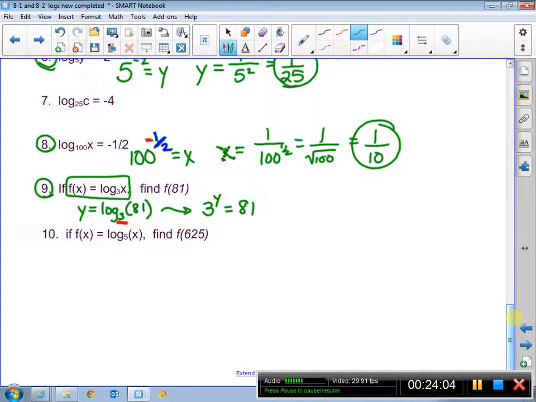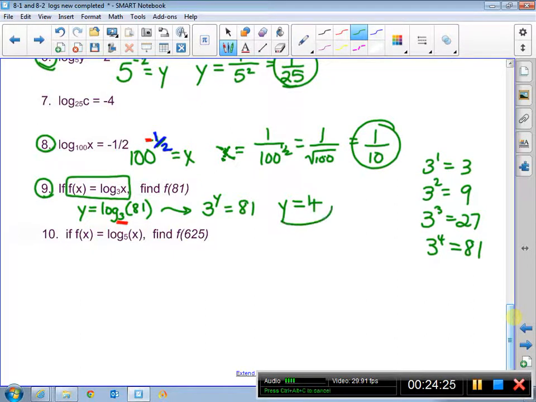And then you may know, or start trying, that 3, let's see, 3 squared. I'm going to write these down for you guys. 3 to the first, of course, is 3. 3 squared is 9. 3 cubed is 27. 3 to the 4th is, there it is, 81. So that exponent is 4.